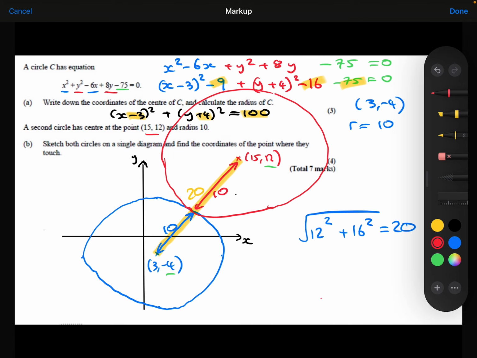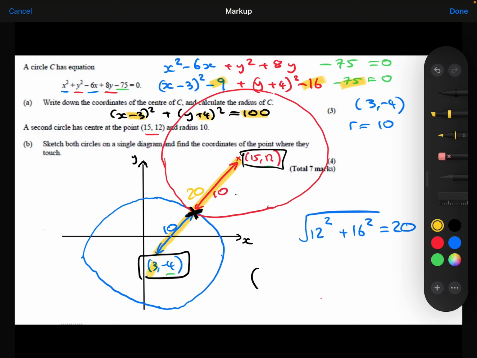And not only that, it tells me that the coordinates where they intersect is in the middle of the (3, minus 4) and the (15, 12). So all I need to do here to work out the coordinates where they intersect is work out the midpoint of those two coordinates.